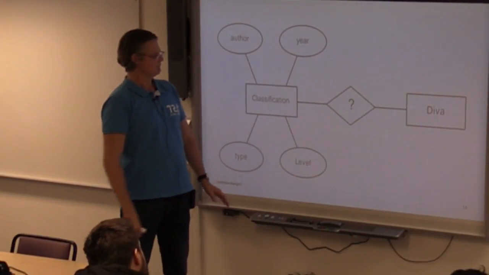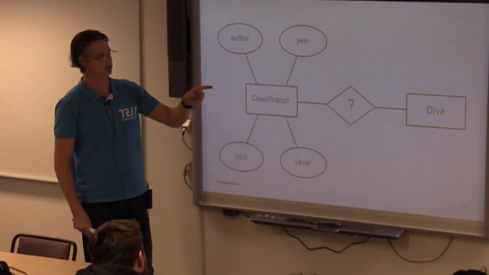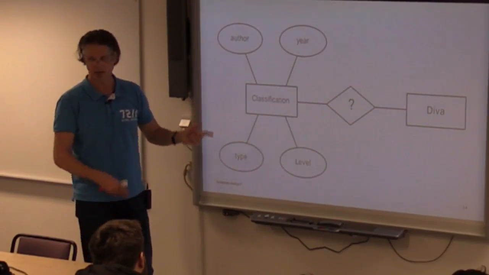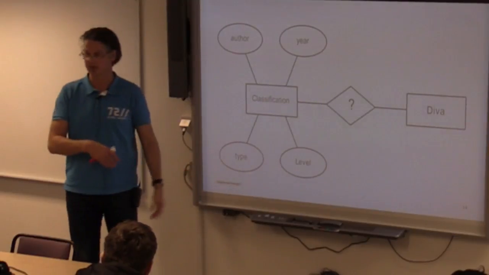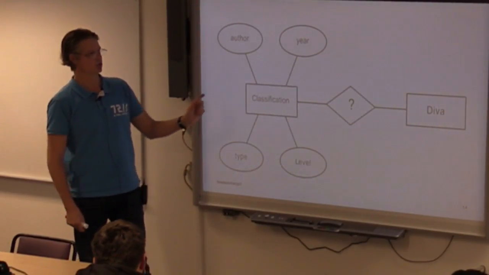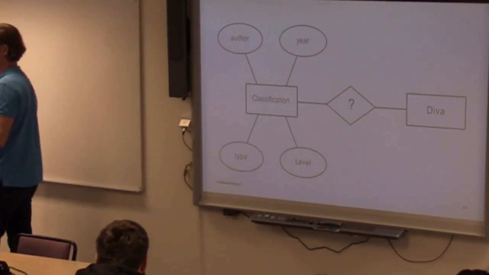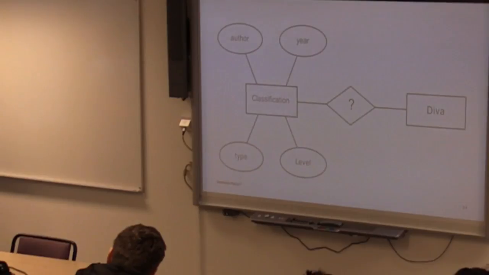So, okay, we have our classification entity and we have our DIVA entity, and we somehow feel that this is a relationship. They are associated with each other somehow. So you draw that line and put that diamond there and start to think about, okay, what is that diamond? What is the purpose of the relationship?